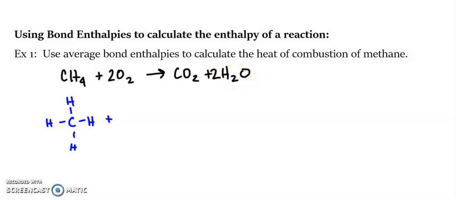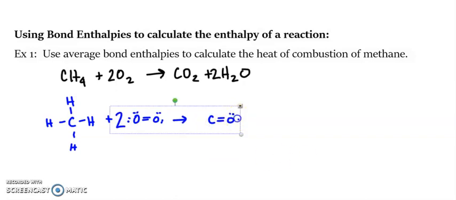All right, so going back to this. 2 O2. So oxygen double bonds to oxygen, and it's got these valence electrons. And I have 2 of these, so 2 sets of those. CO2 would be a carbon in the middle double bonded to an oxygen on each side. And then water is hydrogen bonded to oxygen in this bent shape. And we have 2 of those.